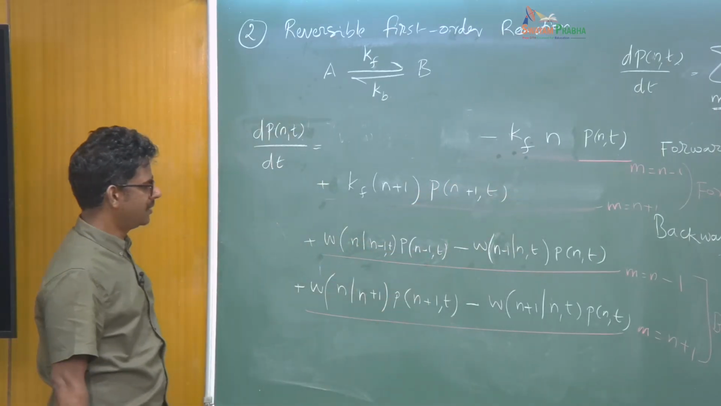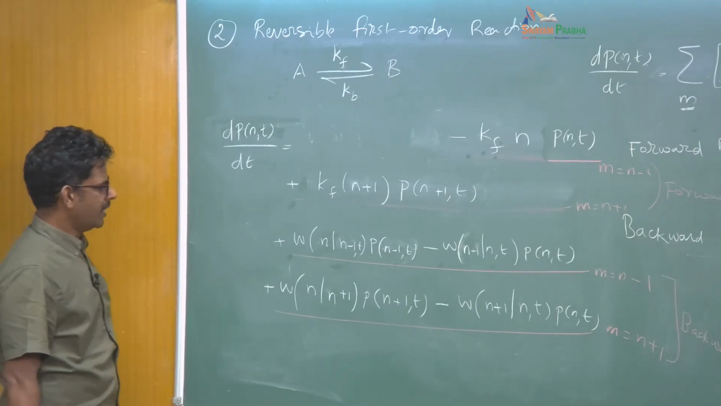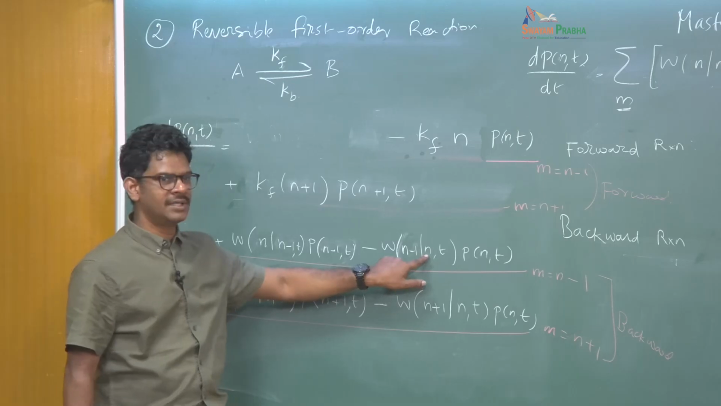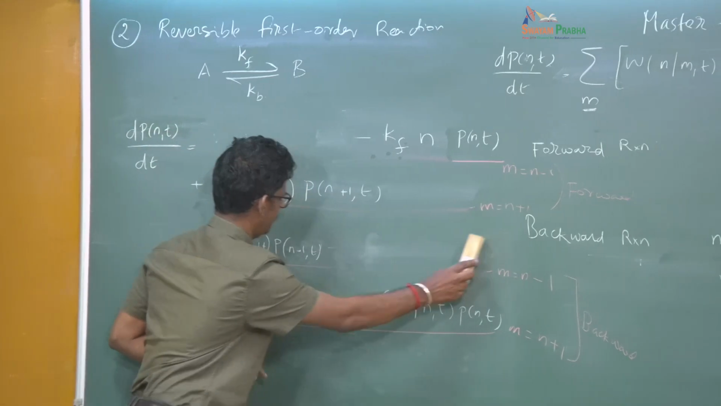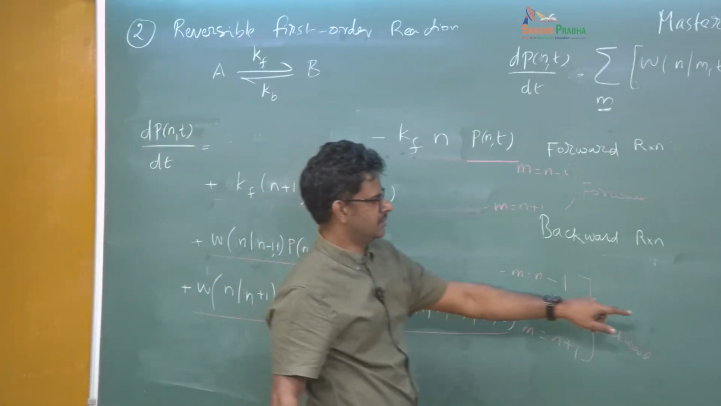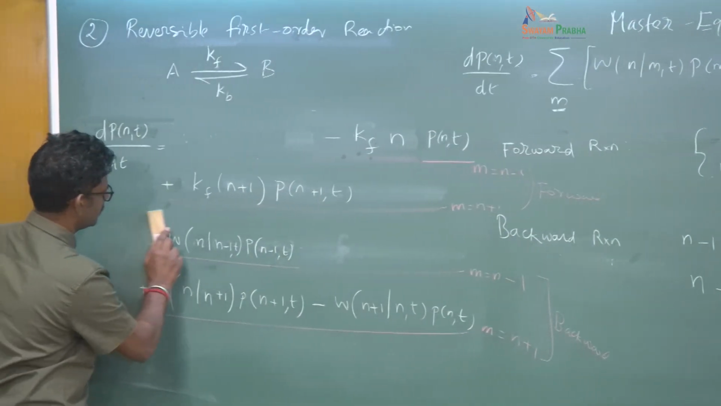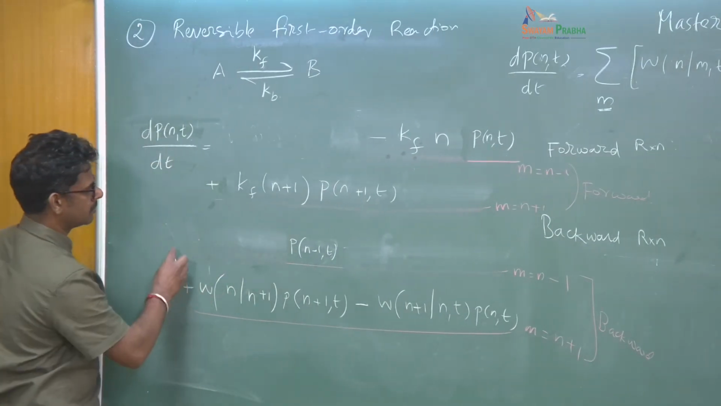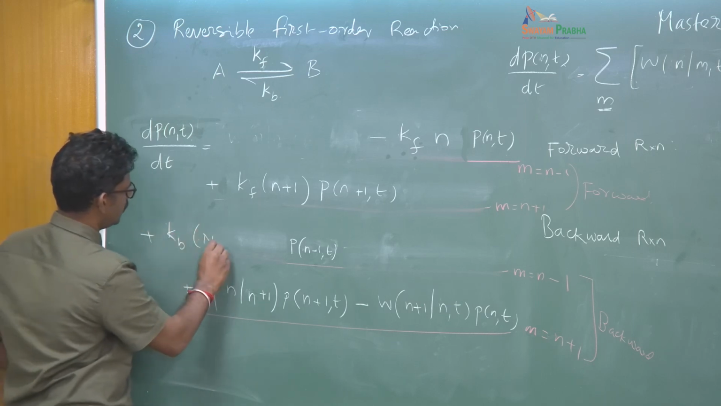Similarly, if you look at the backward reaction, what is not possible and what is possible. A backward reaction can never decrease it, it can only increase it. So obviously this term is not going to be there, but this term is there. From n minus 1 you can come to n, and that is this term. Okay, so we can substitute that here, plus kb n naught minus n plus 1.